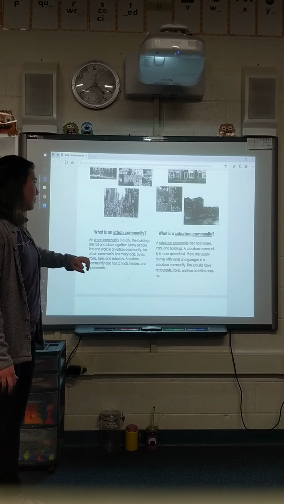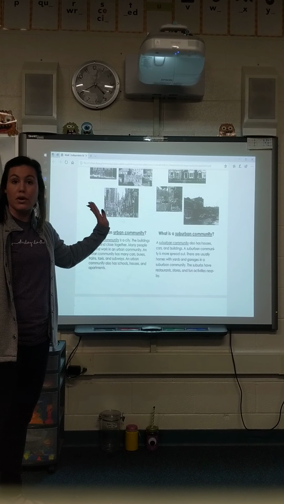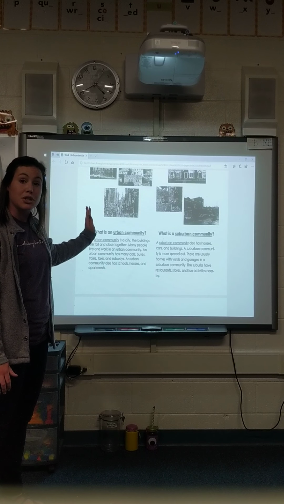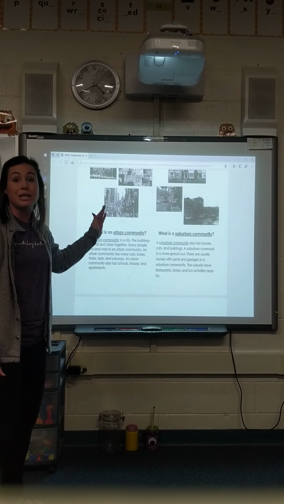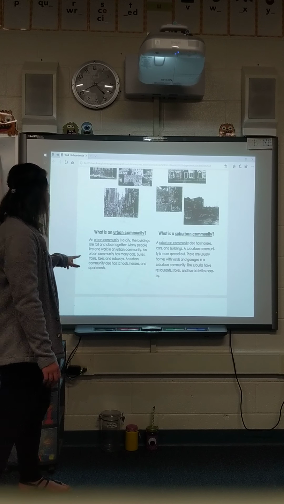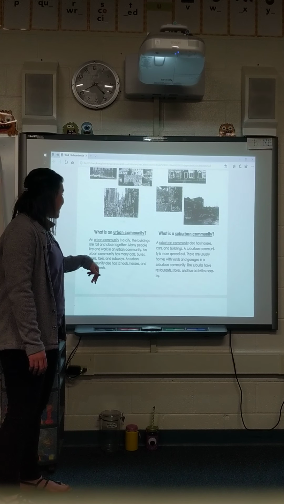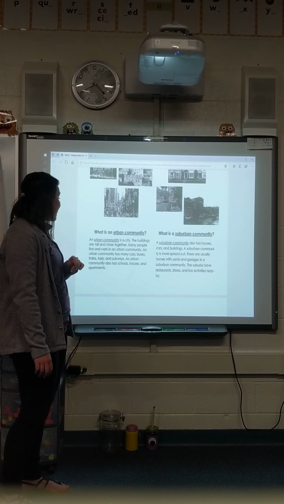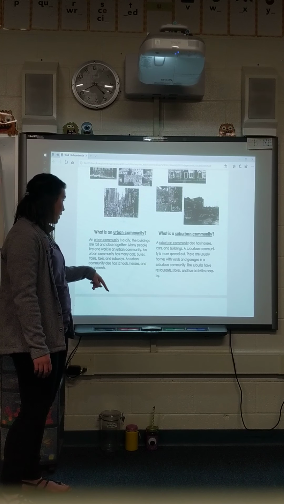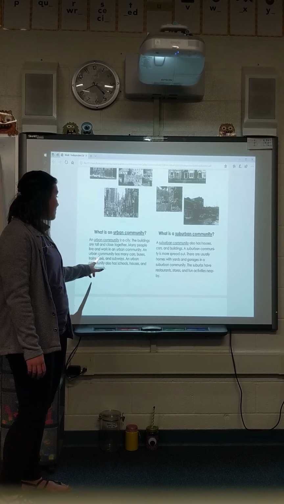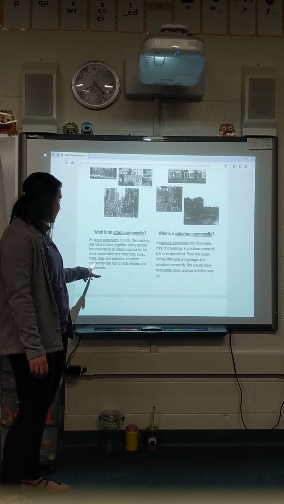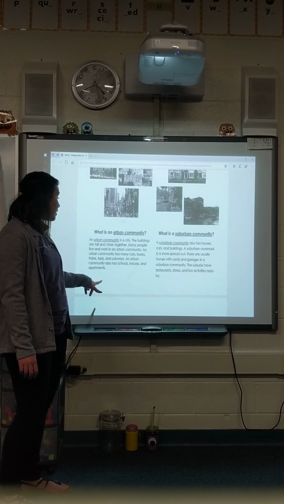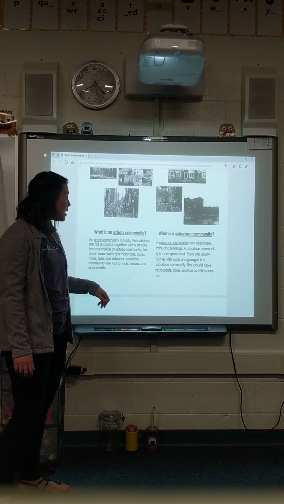What is an urban community? This is where it's going to go over all three types a little bit more in detail. This is very important because you're going to use this information to do the next page at the end. An urban community is a city. The buildings are tall and close together. Many people live and work in an urban community. An urban community has many cars, buses, trains, taxis, and subways. An urban community also has schools, houses, and apartments.